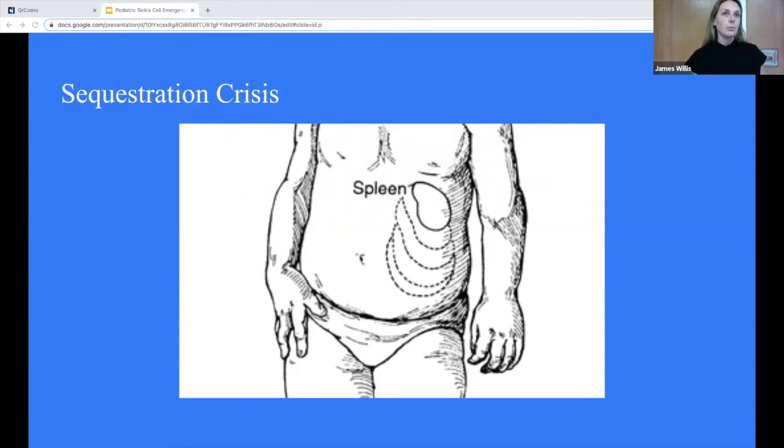On exam, you'll be able to palpate an increased size in the spleen. The hemoglobin will be decreased. You'll have a decrease in platelets, reticulocytosis, and high bilirubin. There's no need for imaging to diagnose this. Usually the spleen is palpable, and it's important for parents to do spleen exams at home. Usually the parents will know the baseline spleen size and will be able to tell you if it's enlarged or not.